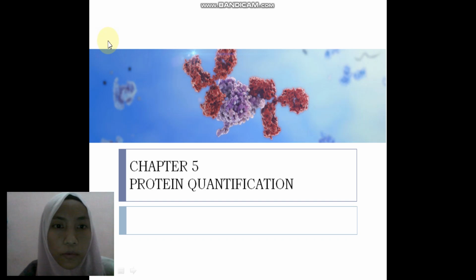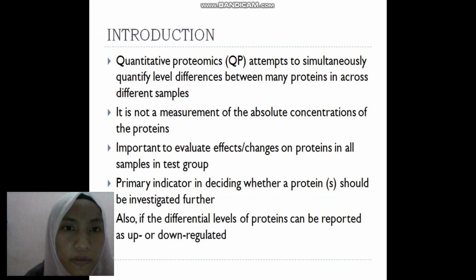Alright, hello. Today we're going to continue with our topic, which is protein quantification. So basically, quantitative proteomics attempts to simultaneously quantify level differences between main proteins and across different samples. Usually proteins are quantified with several methods, such as UV visualization, Lowry, BCA by bicinchoninic acid, and there are several other ways for you to quantify proteins.